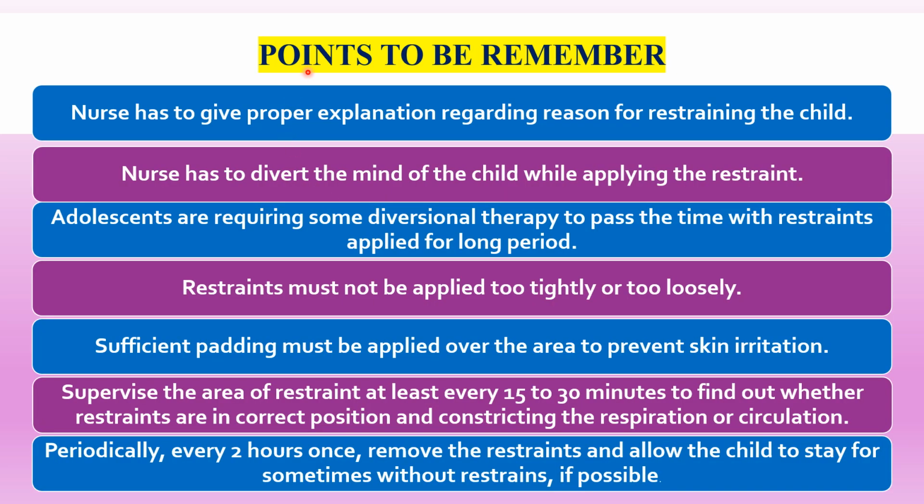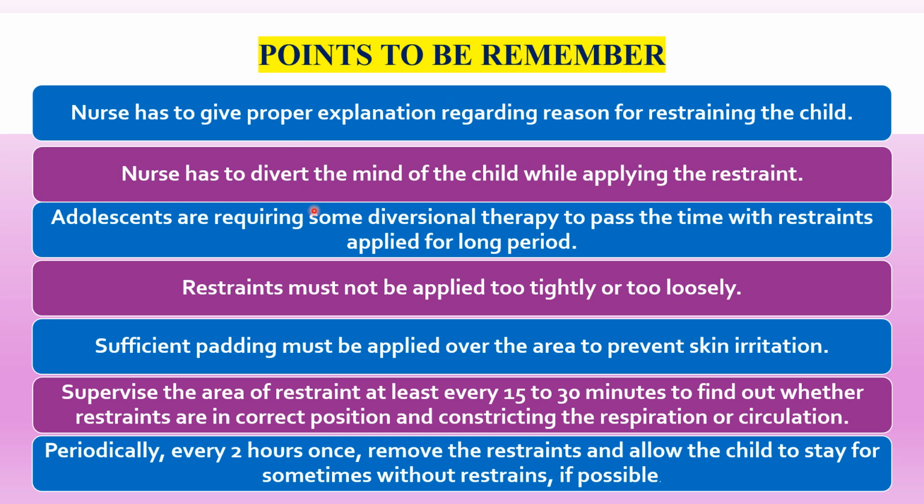Next we will discuss the points to be remembered. So these are some of the points that we have to keep in our mind while restraining the children. Number one, proper explanation. We have to give proper explanation regarding the reason for restraining the children, especially to both the parents and also the children, if they understand.